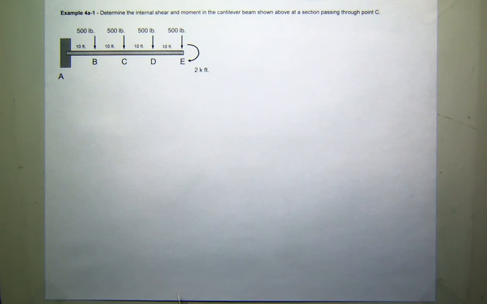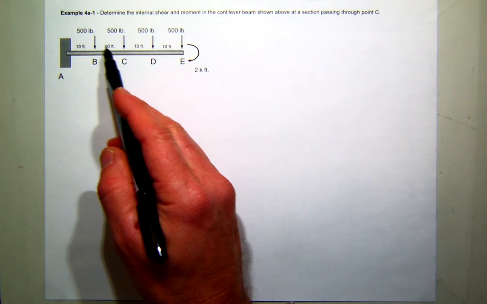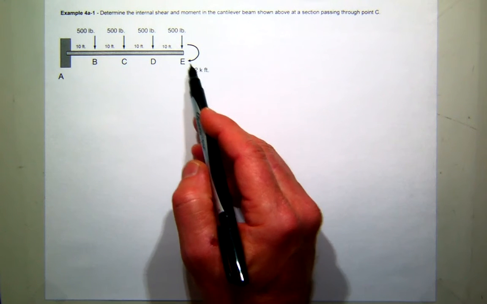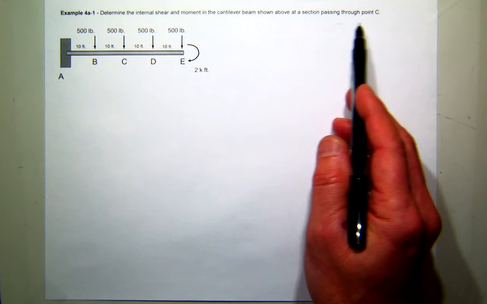Okay, so we're looking at this problem here. It's a cantilever structure, series of loads, and a point moment at the end. And we want to know the shear force and bending moment at point C.